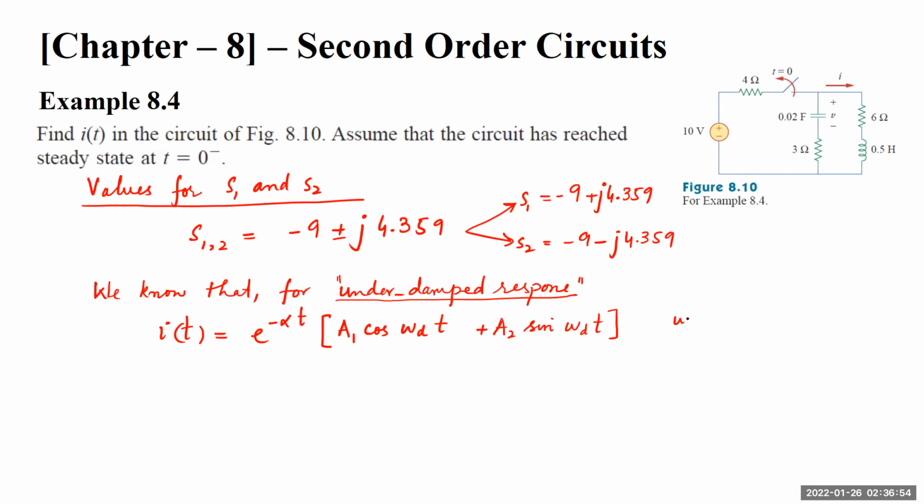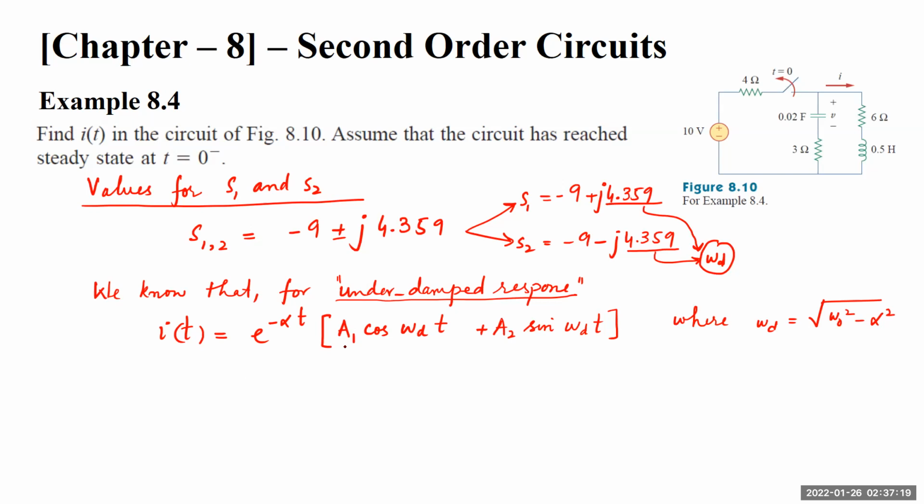Remember, where omega d is under root of omega naught square minus alpha square, right? So if we find out the under root of this, it becomes equal to 4.359, this value. So this is basically our omega d. Both of these values are equivalent to omega d.